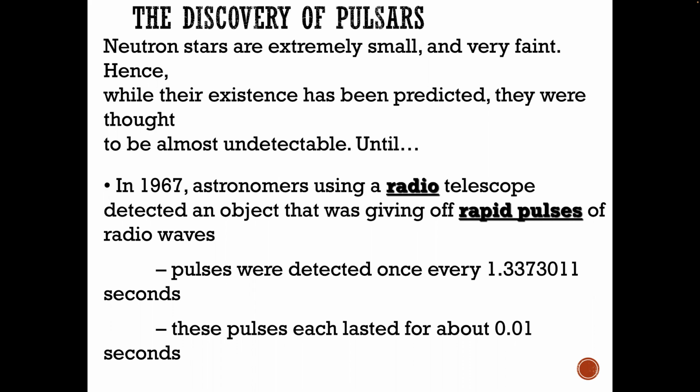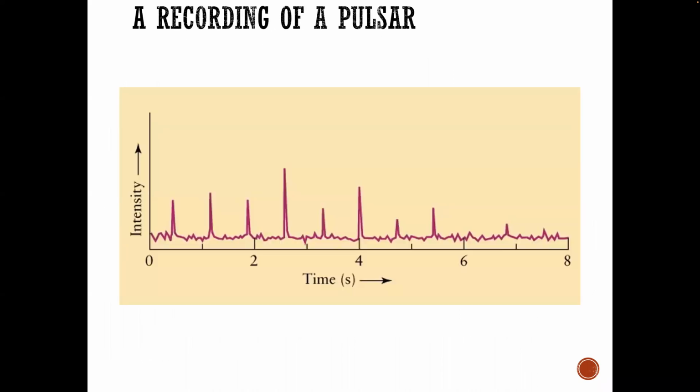This period happens once every 1.337 seconds, right? And each pulse lasts for about 0.01 seconds. So you can see that there is something giving off these radio pulses that lasts only for a very brief time. And you can see that this is a recording of a pulsar. You can see that there is an increase in the intensity and then it goes down suddenly like that. Pulses happen within a certain period, right? So it's a more regular one.